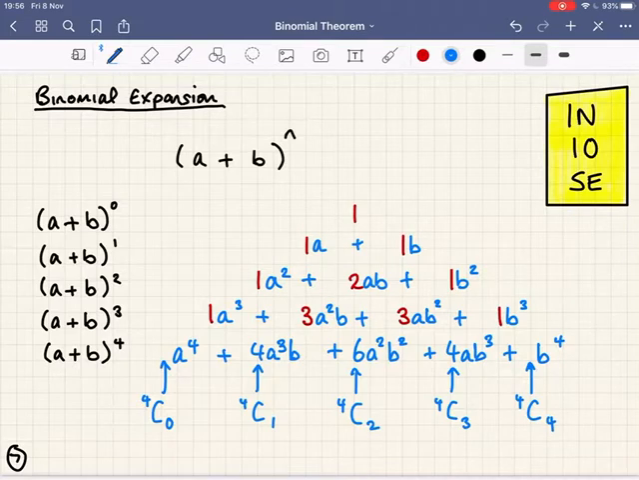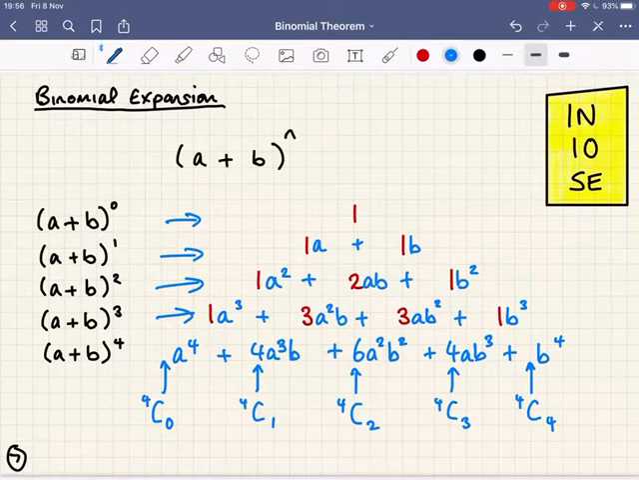So that's quite nice, a straightforward way of thinking about how any binomial is expanded. Depending on the power, we look for that row in Pascal's triangle. Row 0, row 1, row 2, row 3, and so on. And we also know how the numbers in Pascal's triangle are derived using that combinations methodology that we looked at in an earlier video.